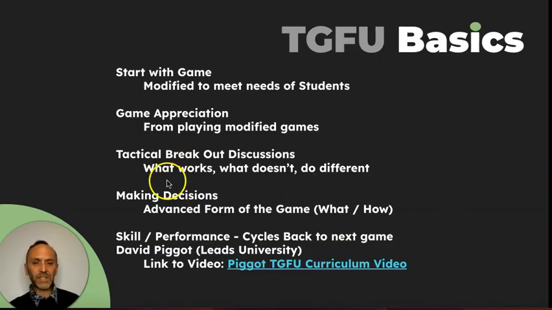So tactical breakout discussions: what works, what doesn't, what would we do differently? These are quick, maybe a minute at a time, and students can do them with each other. You can lead it. Students can lead them. Again, back to making decisions. I'm going to reinforce these things over and over because in the advanced form of a game, the more complicated it gets, the more decisions students have to make. Some of the last things we look at are what skills we need to build to take ourselves to the next level. And the neat thing is that it all links back. So once we have a new level of skill or tactical awareness, we can increase the complexity of the game.